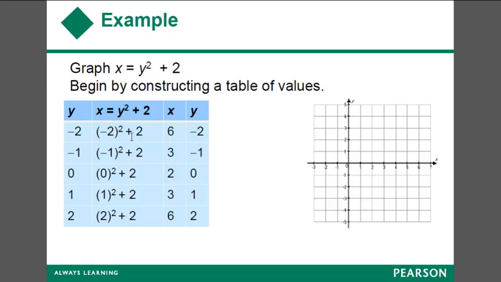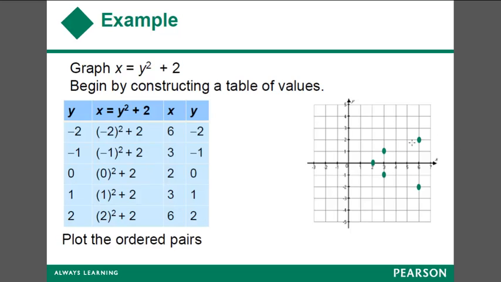-2 squared is 4, plus 2 is 6. So my x value is 6, for my y value being -2. So my point is 6, -2. -1 squared is 1, plus 2 is 3. So my x value is 3, so my point is 3, -1. And I do the same thing all the way down. And I have points at 6, -2, 3, -1, 2, 0, 3, 1, 6, 2.